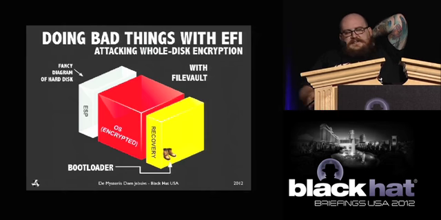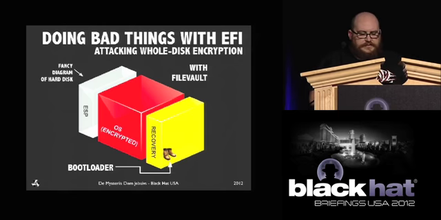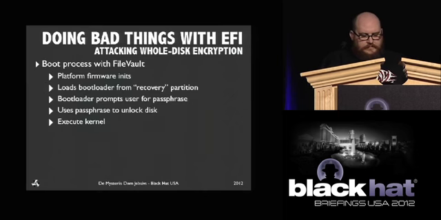So we can't actually access the bootloader until the OS partition is decrypted or unlocked, I think is the core storage terminology for that. Yeah, so it's still on the recovery partition in clear text, unencrypted, free for us to mess with. So the boot process with File Vault enabled is: platform firmware initializes, loads the bootloader from the recovery partition. The bootloader prompts the user for the passphrase, so the passphrase entry prompt for File Vault is actually presented by boot.efi, and then uses that passphrase to unlock the core storage volume that the OS is on, and then executes the kernel.